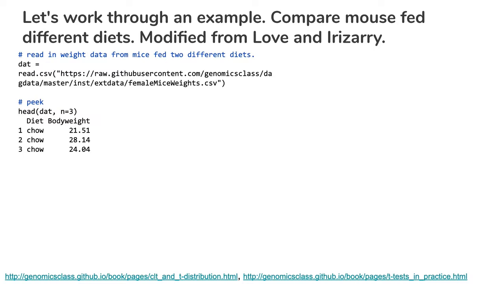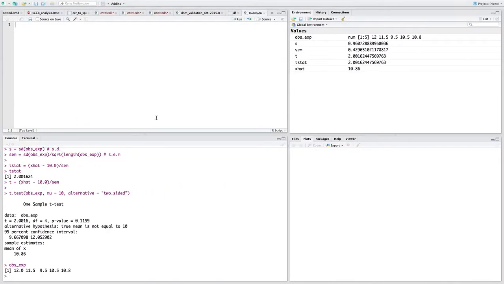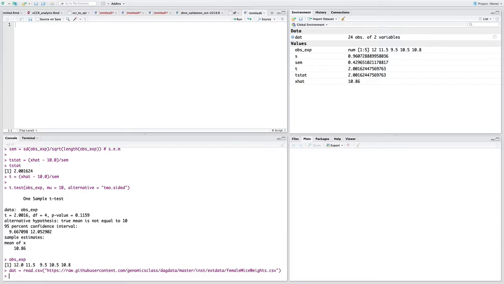So let's do this for real. Thankfully, there are really nice people like Rafa Irizarry and Mike Love who put together cool data sets to show you how this stuff works. So I'm literally just borrowing data that they've put together. They put this data set up on GitHub. It's called Female Mice Weights. If you copy these 3 lines, we're going to read that data set that's up on the internet. It's a CSV file, and we're going to load it into this dat data frame. Okay, and then I can just show you what it looks like.